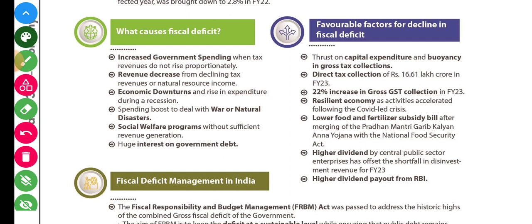So you can remember this. The capital expenditure and buoyancy in gross tax collection, direct tax collection is increased. 22% increase in gross GST collection. Okay, resilient economy as the activities accelerated following the COVID-19 crisis. Lower food and fertilizer subsidy bill have been decreased. Higher dividend by central public sector enterprises and higher dividend payout from RBI.